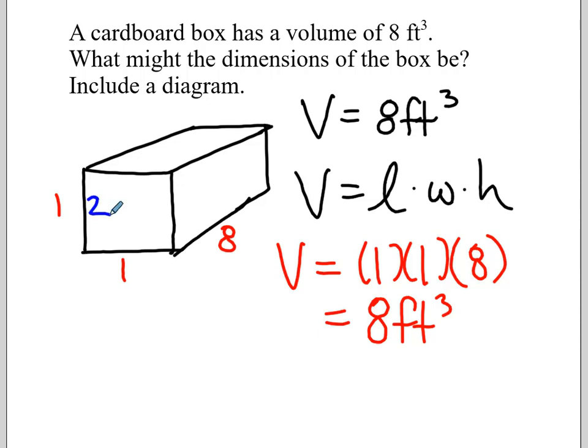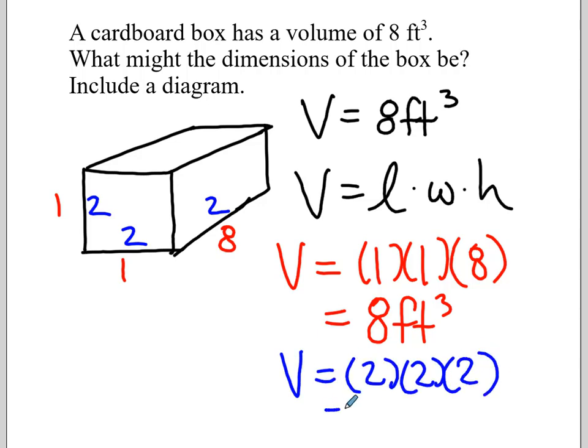I could also, and I'm not going to change the diagram, make it a cube, a box that has all the same dimensions in all directions. I could do something like this: 2 times 2 times 2, that's another way of having 8 cubic feet. So there's many answers you could do. Those are probably the 2 easiest to find. It's just getting comfortable that you have to have 3 dimensions multiplied together to get to this piece.